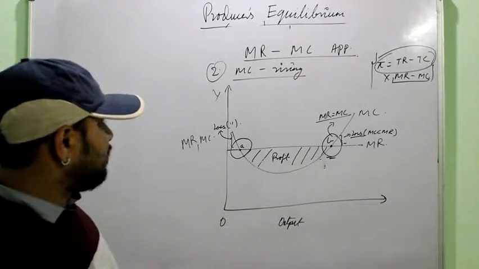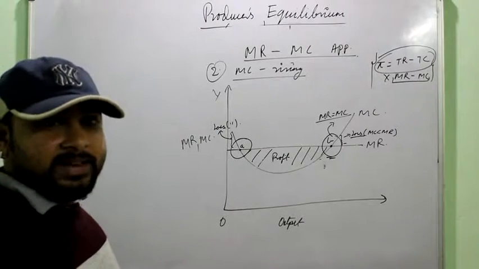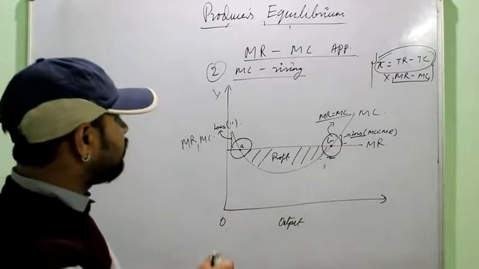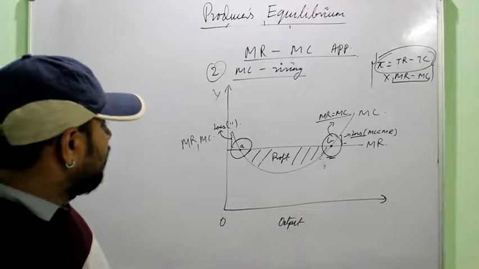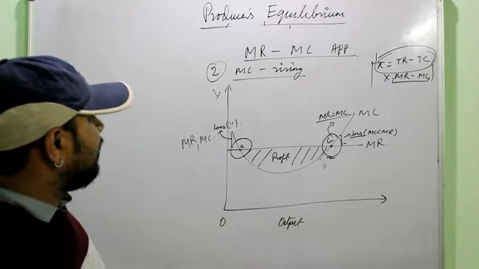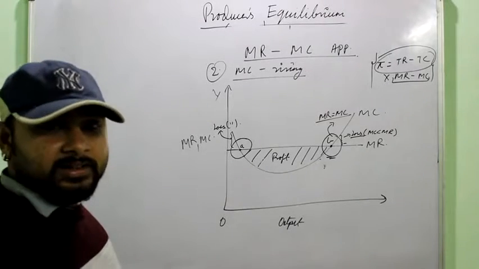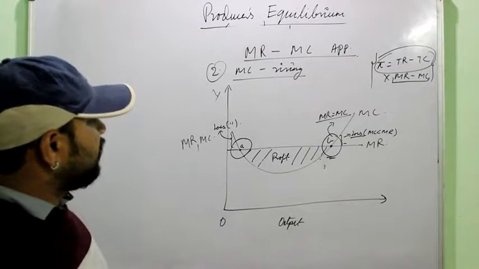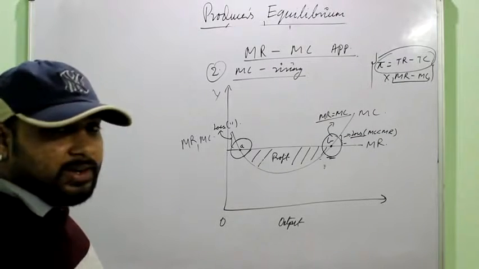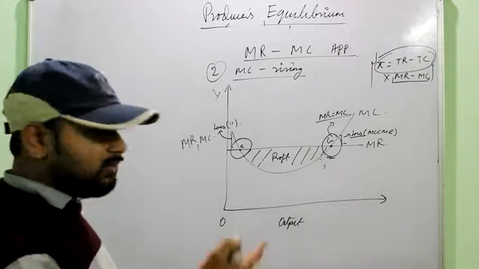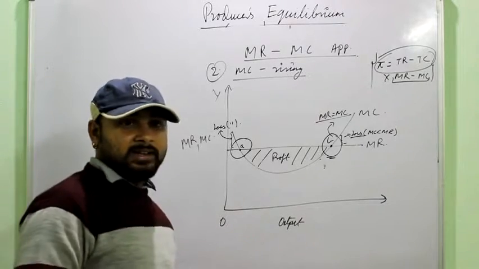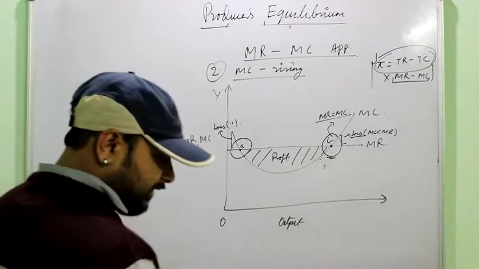Now for asking this question, it can be directly asked that why MC should be rising, or it can also be asked in a manner that for the producer to be in equilibrium, why should the MC be rising? Then a producer cannot be in equilibrium when MC is falling. Again the same answer. You simply have to again prove that MC should be rising, and it is mandatory to draw the diagram.